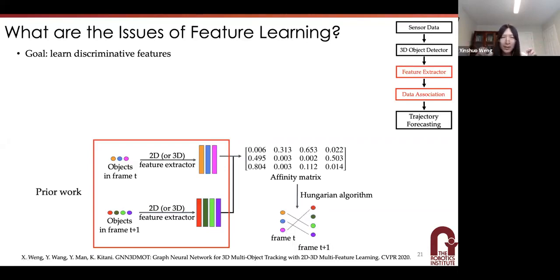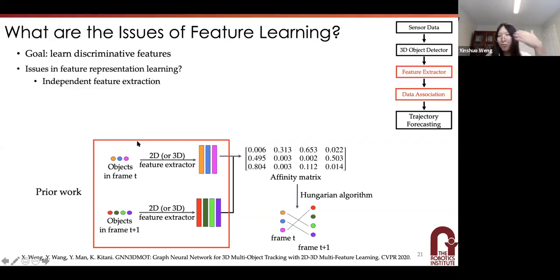In order to make this task much easier, we want to learn discriminative features, meaning that for objects with different IDs or identities, we want their features to be very different from each other. But for objects with the same identity, for example this purple one and this red one, we want their object features to be very similar to each other. Then we can measure this similarity value to be very high. So this is how multi-object tracking works and how we solve this task.